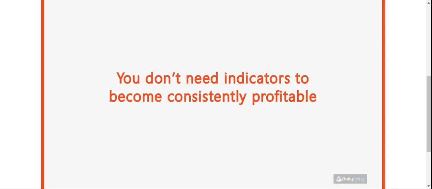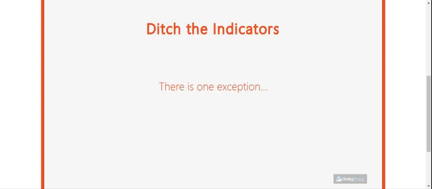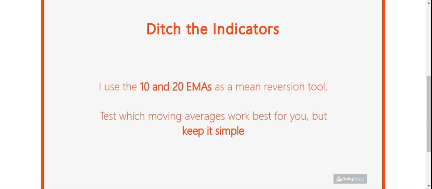Now, for me, there is one exception, two in fact, and that is that I use the 10 and 20 exponential moving averages as a mean reversion tool. I'll cover that in a moment, but I do want to mention that there's nothing special about the 10 and 20 EMAs. It's just what I found to work the best. You can experiment with an 8 and a 15 or a 12 and a 25. It doesn't really matter, but I found that the 10 and 20 work pretty well in any market.